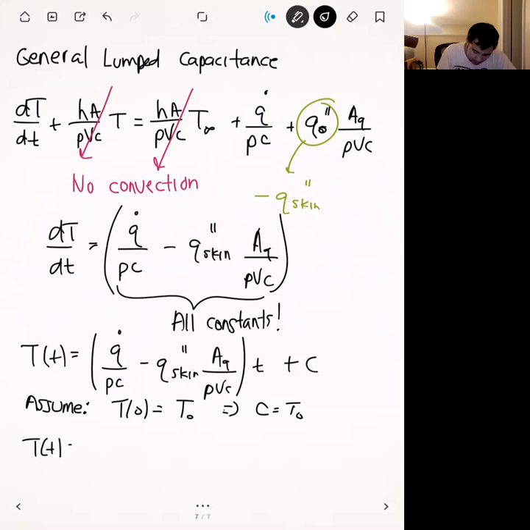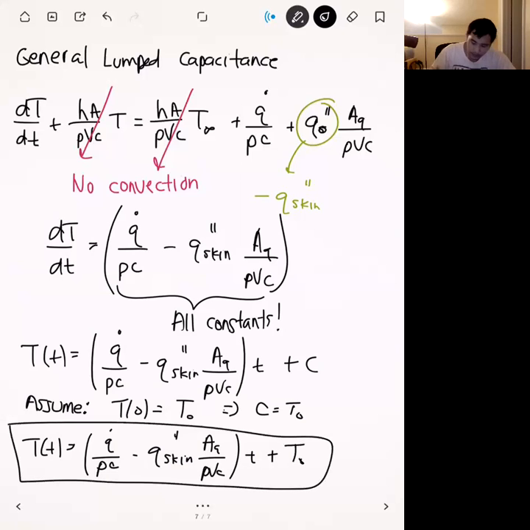And then our final answer for T of t is going to be Q dot over rho C minus Q skin double prime A_Q over rho VC times t plus T naught, okay? And so for this problem, the initial temperature and the value of C is usually not that important here. But what I wanted to show you more was how do you start from general lump capacitance, what do you cross out, and for a situation in which we don't have convection, which we haven't seen yet, how do we actually deal with the integral, okay?